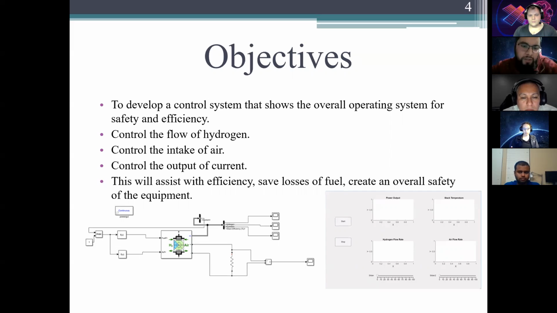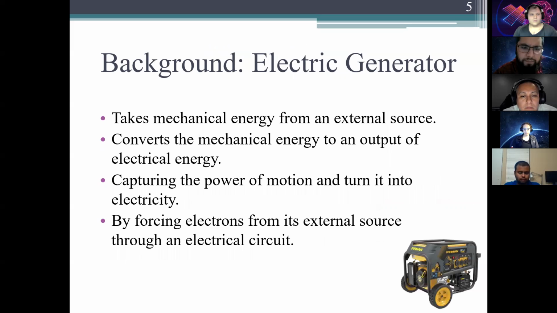And the main goal here is to show our outputs and what we were trying to get for a basic model of our project.